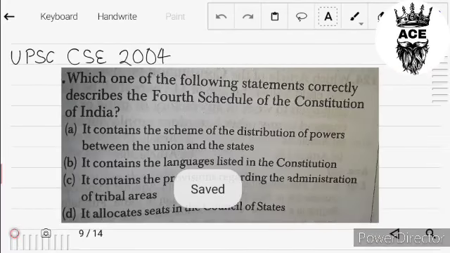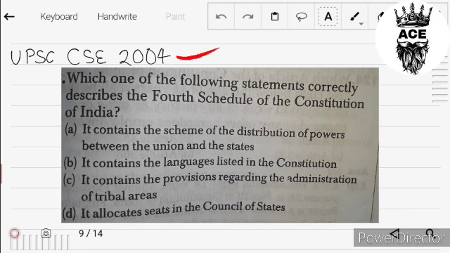Then this is your 2004 question. I have taken some of the questions of CDS and CAPF also, so you don't need to worry about it. So this question is: which of the following statements correctly describes the 4th schedule? For the 4th schedule, the thing that will come to your mind is the allocation of seats of the Rajya Sabha. Are you getting this?